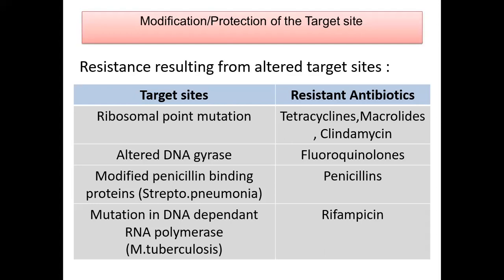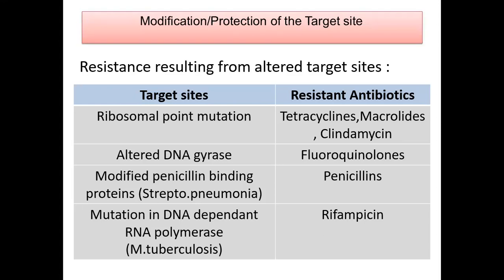Generally, the antibiotic will bind to 30S. If the mutation is in the 30S, the sequence will be changed. So the sequence can't be recognized by that specific antibiotic, right? So with a point mutation, the antibiotic is not able to bind, right? Which antibiotics cannot bind at the 30S or 50S? Tetracycline, macrolides, and clindamycin.